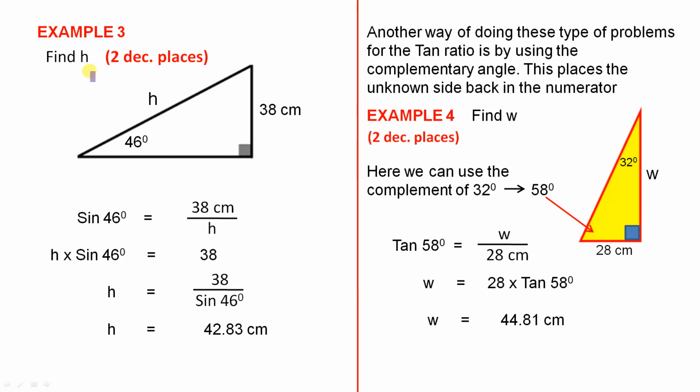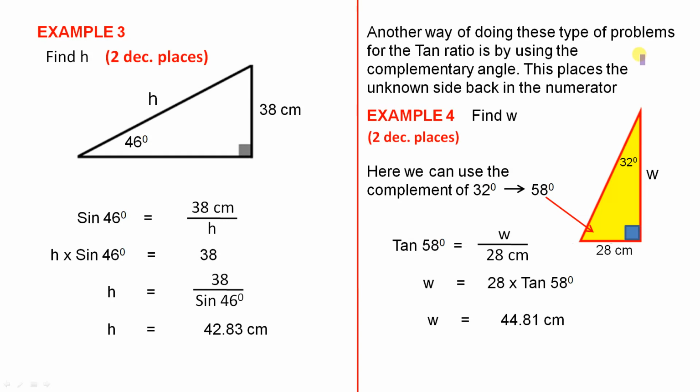Example 3, find h to two decimal places. Sine 46 is opposite over hypotenuse, so sine 46 is 38 centimetres over h. Multiply both sides by h, which gives us that line. Divide both sides by sine 46 degrees, which gives us that line. When we put that information into the calculator, we get h equals 42.83 centimetres to two decimal places.